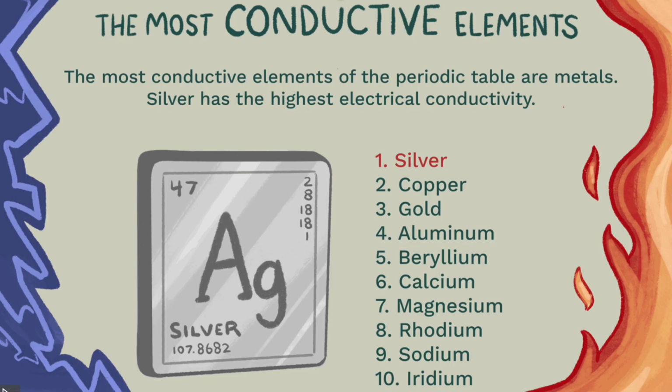The most conductive elements of the periodic table are metals. Silver has the highest electrical conductivity, that is lowest resistance. Then copper, gold, aluminium, etc. Copper wires are used in electrical circuits at home. Aluminium wires are used for transmission of electricity over long distance.